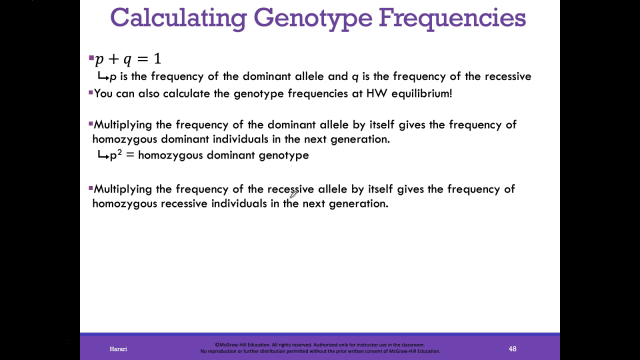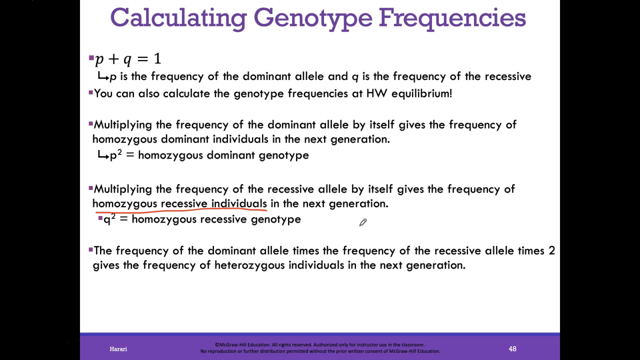If I multiply the frequency of the recessive allele by itself, q, that will give me the frequency of homozygous recessive individuals in the next generation. So q squared is the homozygous recessive genotype. What is the likelihood of getting two little d's? Well, it's q times q. It's the allele frequency of the recessive allele multiplied by itself. So now we have q squared gives us the homozygous recessive genotype frequency.